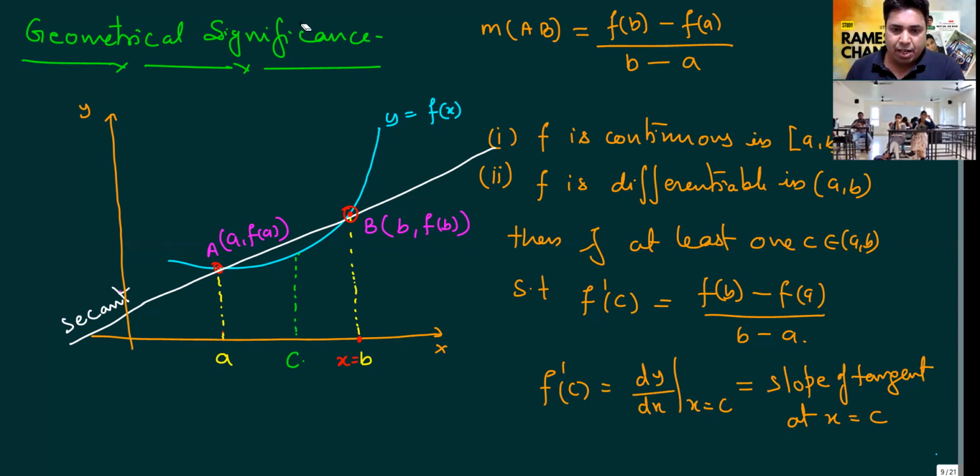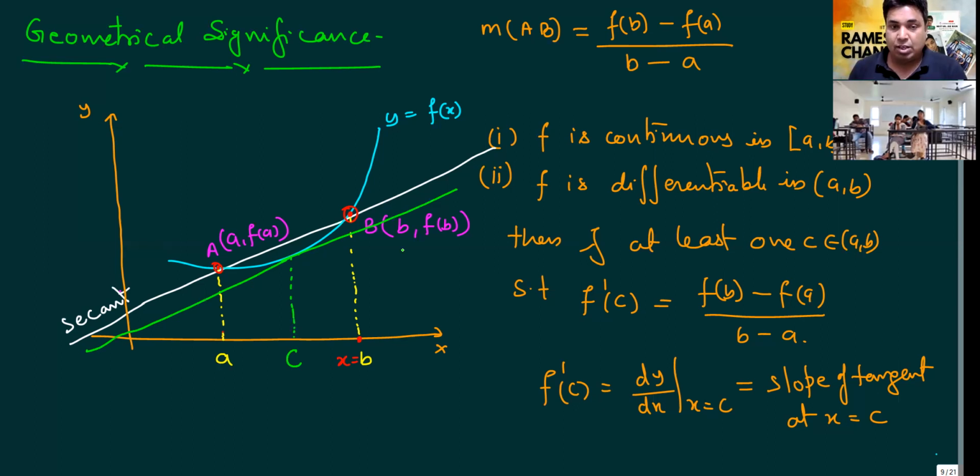So there might be some C in between A and B, where the tangent is parallel to this line segment AB. Why is it parallel? If two lines are parallel, then their slopes must be equal. So we know f dash C is equal to the slope of the line. So there might be some C where the tangent becomes parallel to the AB line. So this is the C.